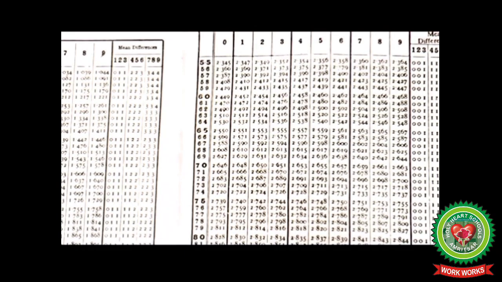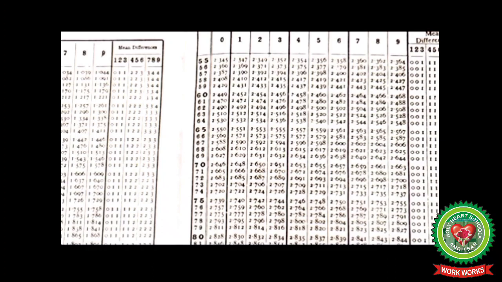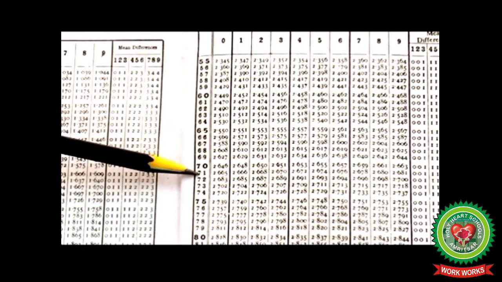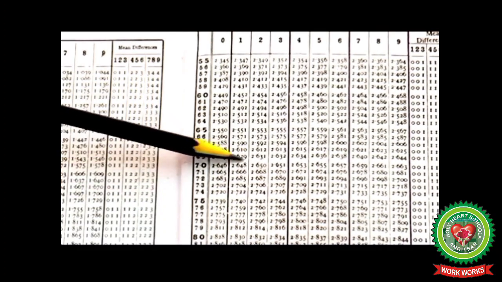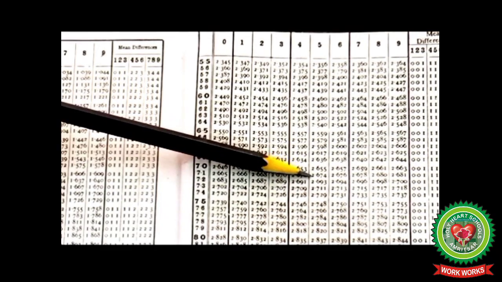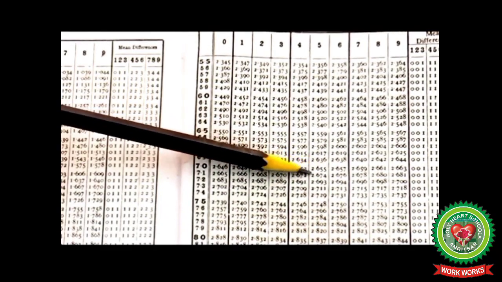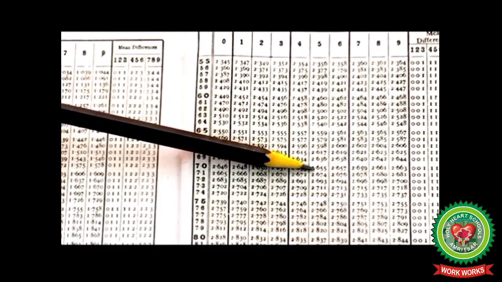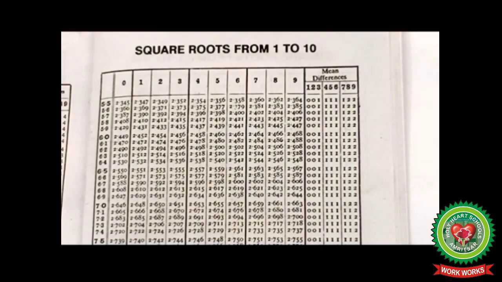Now one more example we will take. Suppose we have to find the square root of 715. According to 715, we have to check the value from 7.1 till 5. So 7.1 till 5, here your answer is 2.674. So after shifting the decimal, the answer is 26.74. With the help of this log table, you are able to find square root of any number.